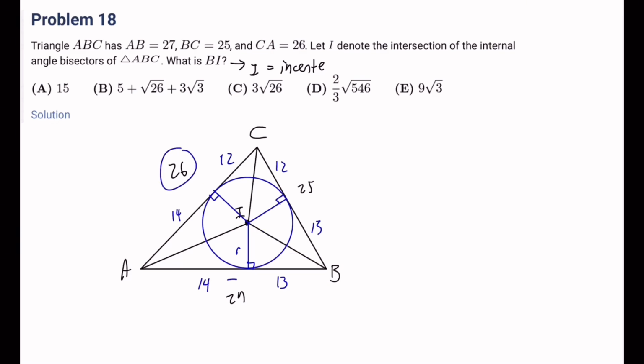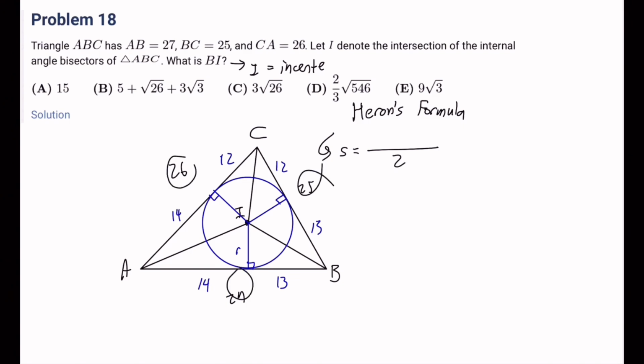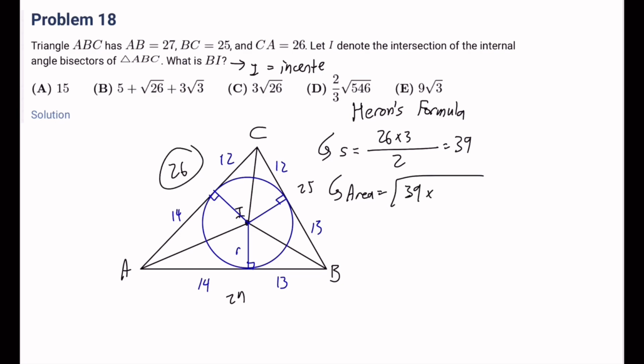And since we have all the lengths of the triangle, that means we can use Heron's formula. Using this, we have S equals the sum over 2, this plus this plus this. So that's going to be 26 times 3 over 2, that's going to be 39. So S is 39, and our area is the root of 39 times 39 minus 26, which is 13, and 39 minus 25, which is 14, times 39 minus 27, which is 12. So this gives us 39 multiplied by 4 times root 14.